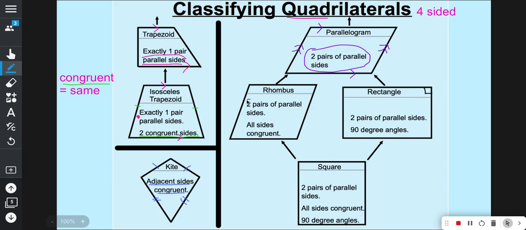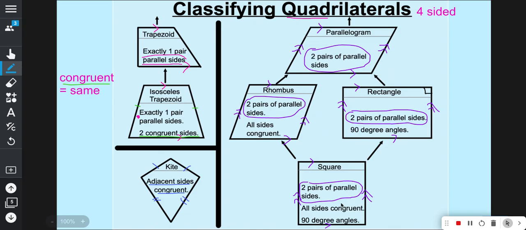Now, if I look down my parallelogram family, I see that definition in rhombus. So it has the top and bottoms are parallel, the lefts and rights are parallel. I see that definition in rectangle. So the tops and bottoms are parallel. The lefts and rights are parallel. And I see that definition in square. Again, tops and bottoms are parallel. Lefts and rights are parallel.